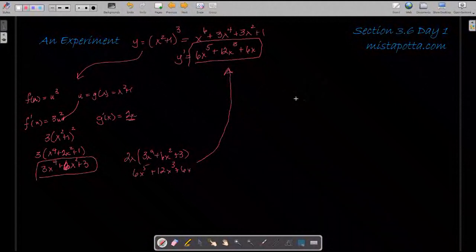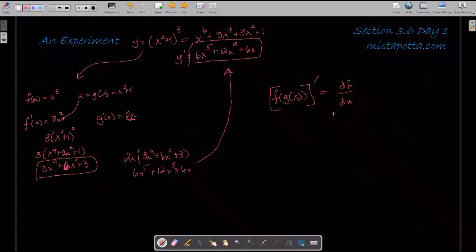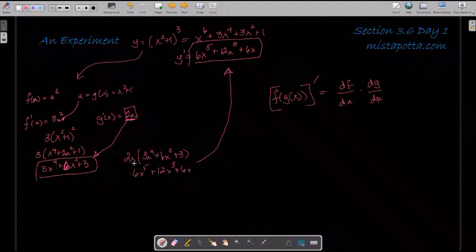So in other words, it certainly appears that if I have a composition of functions, f of g of x, and I want to take the derivative of this, I should be taking the derivative of f with respect to my inner function g of x, my inner function u, and then multiplying it by dg/dx, because I was off by a factor of 2x. It wasn't until I actually distributed the 2x that I got the true derivative. And so this rule in calculus is called the chain rule.